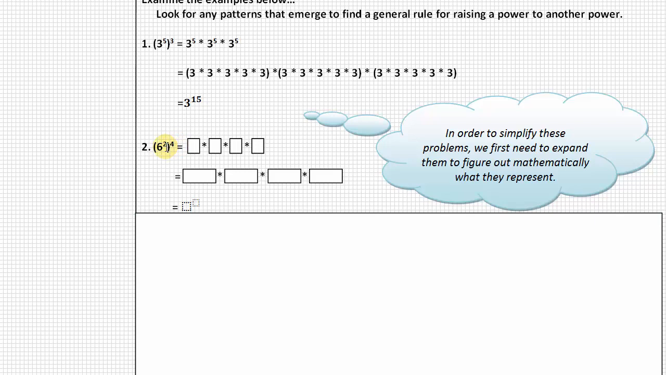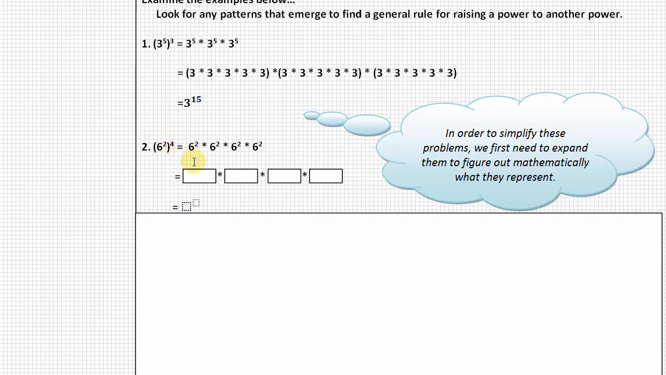This 4 outside of the parentheses means we want 4 groups of 6 to the 2nd power being multiplied together. So here's our first one, 6 to the second power times 6 to the second power times 6 to the second power a third time, and 6 to the second power a fourth time. So there are the four groups. So that would take care of this one.